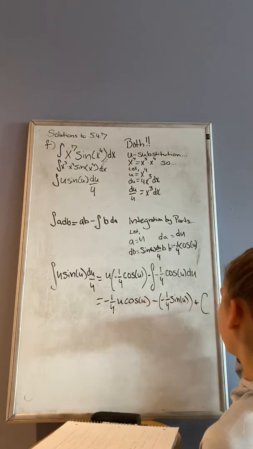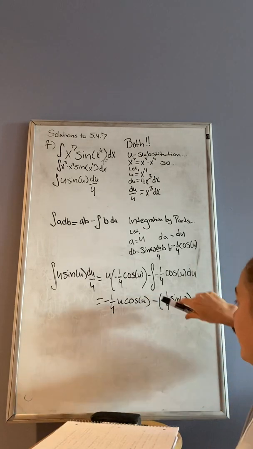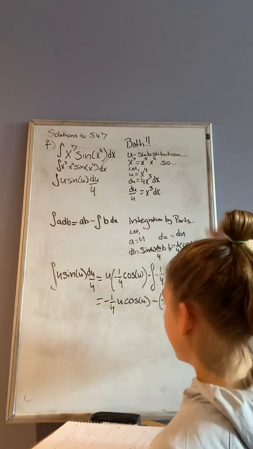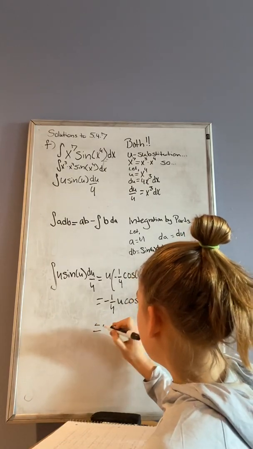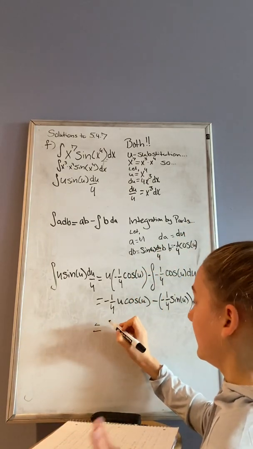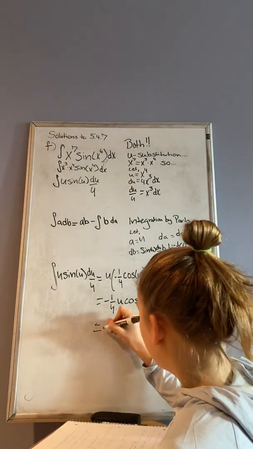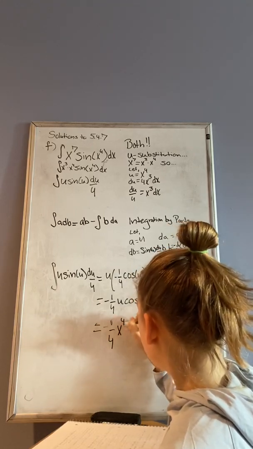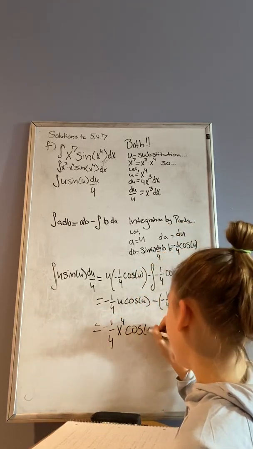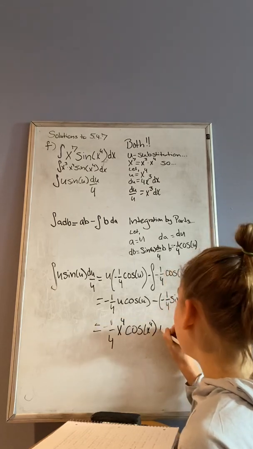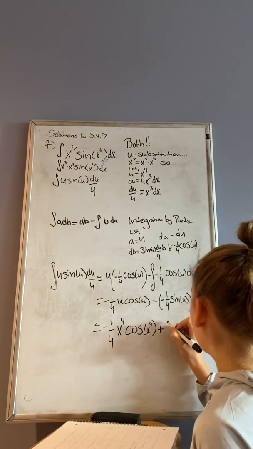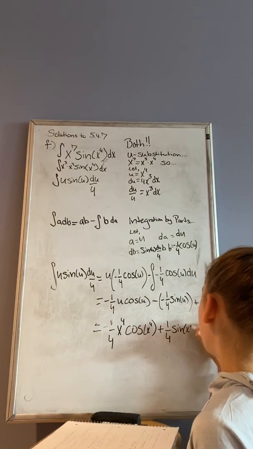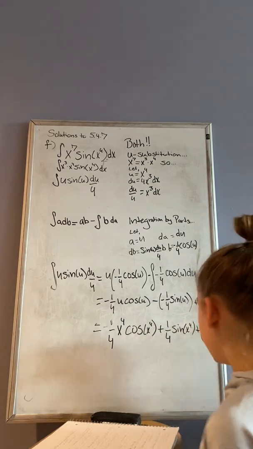plus c, of course. Now all that we have to do is go way back up here and remember what our u is. We let u equal x to the 4th. So this is going to be our final answer. We are going to get negative 1/4 x to the 4th cosine of x to the 4th plus negative negative 1/4 sine x to the 4th plus c.